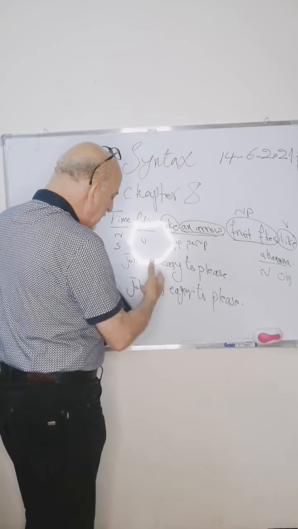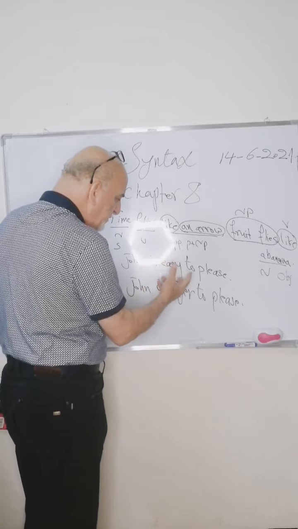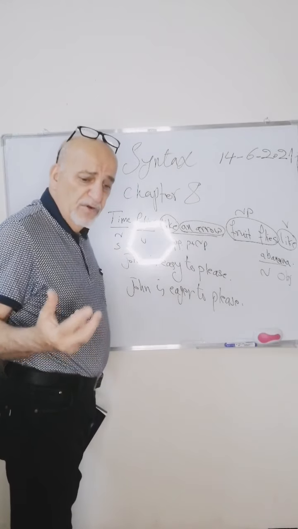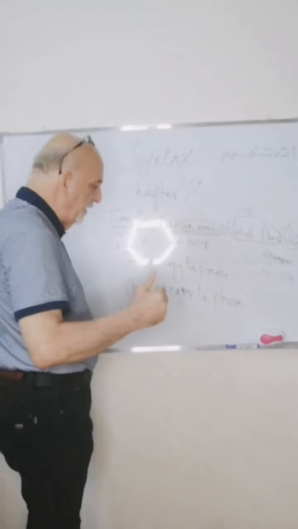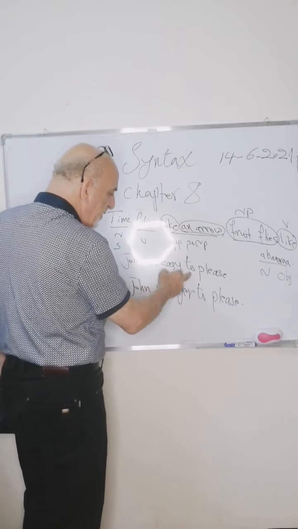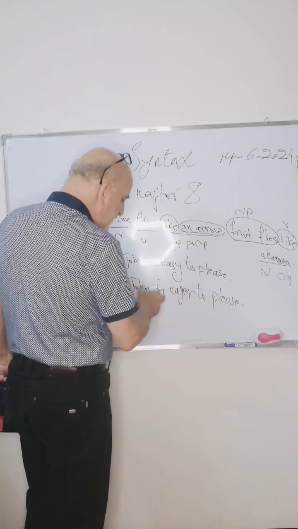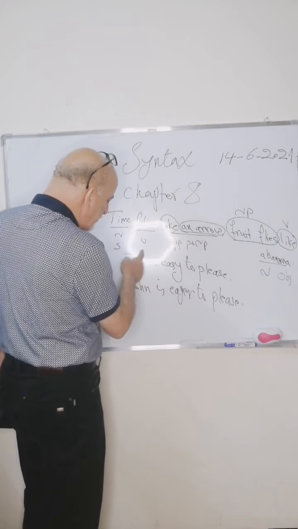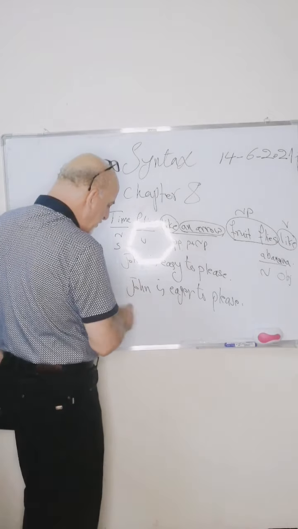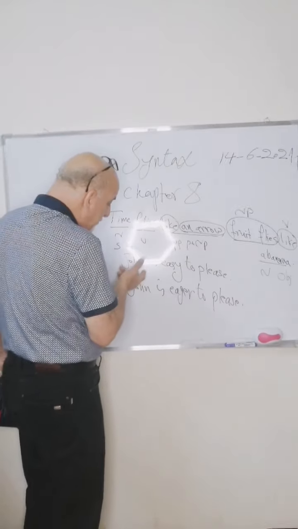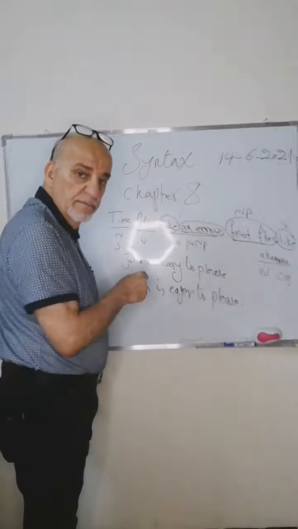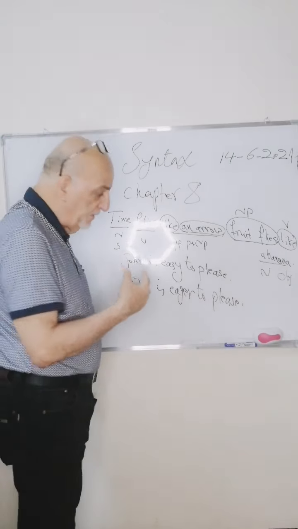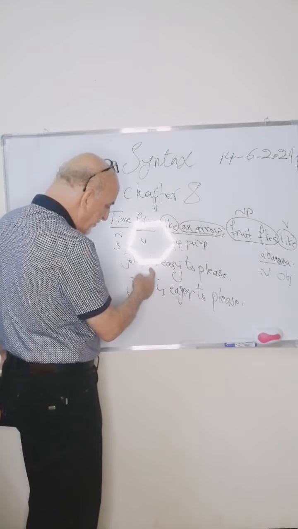So here, now, John is easy. Let me first of all give the meaning of the first one, the meaning of the second one, and then we move to something else. John is easy to please. John is eager to please. Both John here and John here are subject. But John here is the subject of this verb.